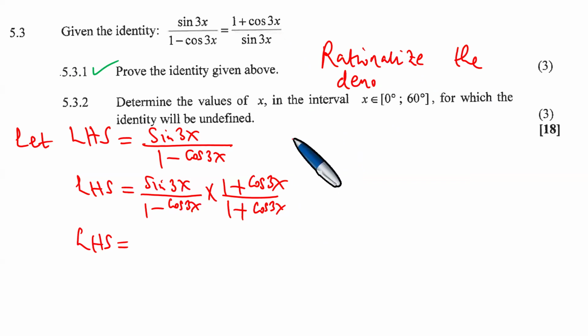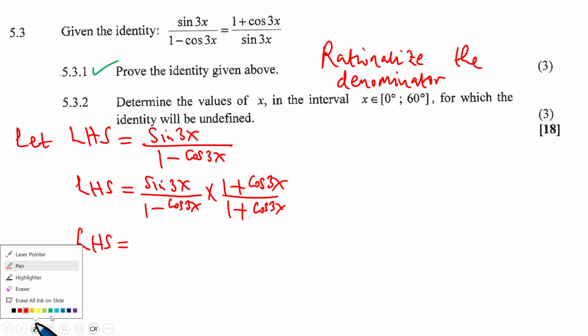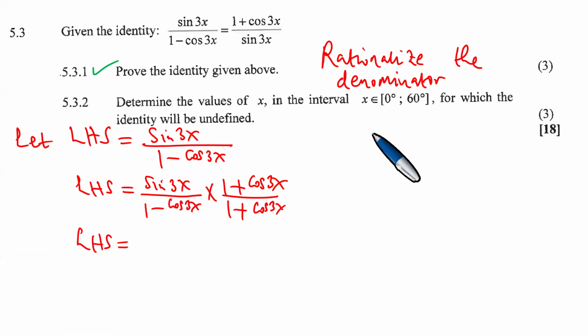So we multiply the numerator. Yes, we're rationalizing the denominator. Please come again. Can you show an example for the numerator, when you rationalize it? Okay, good. Yes, we can rationalize the numerator.